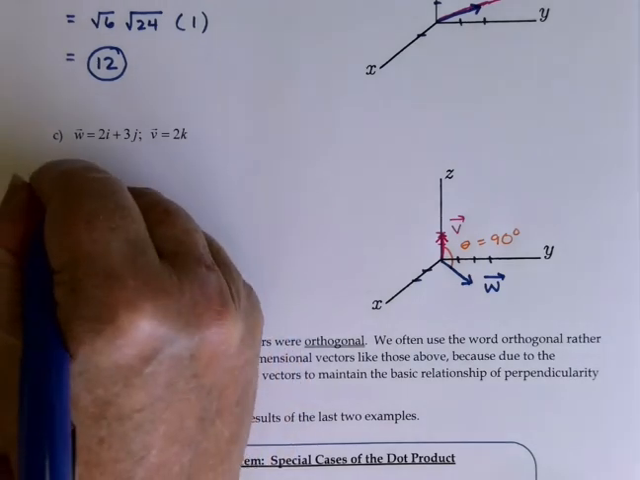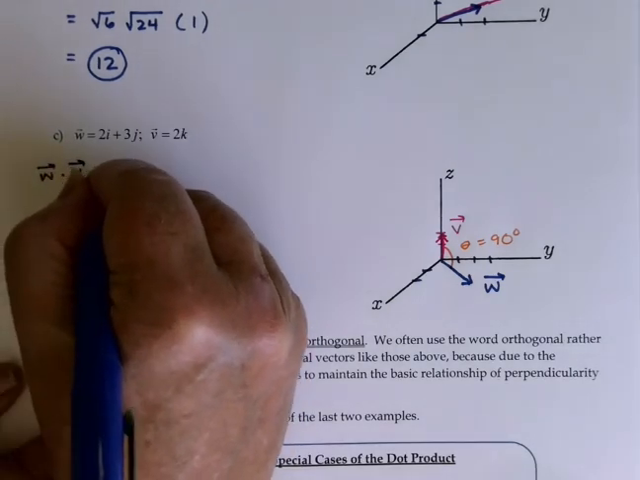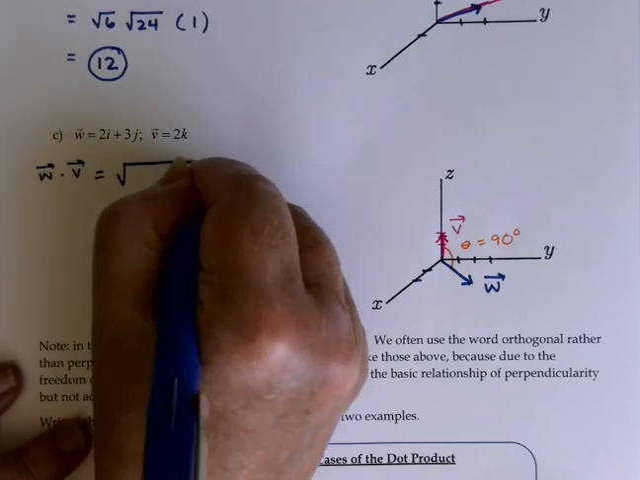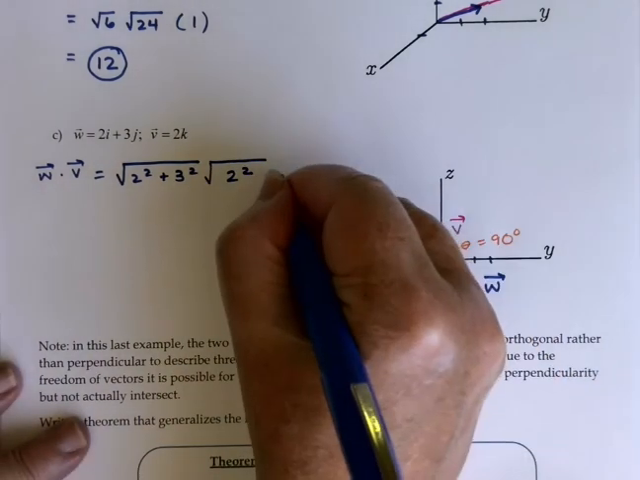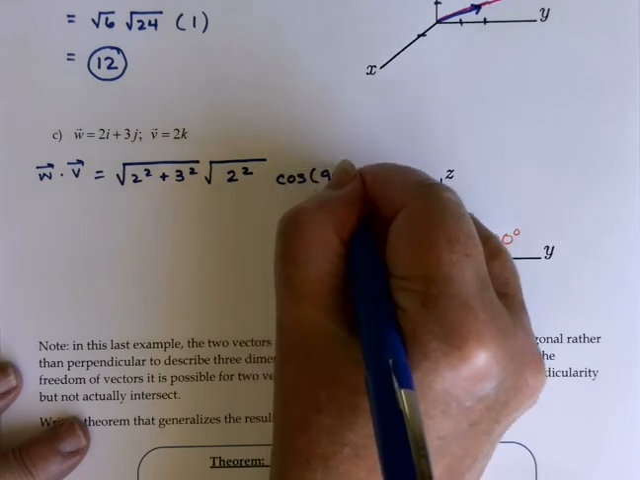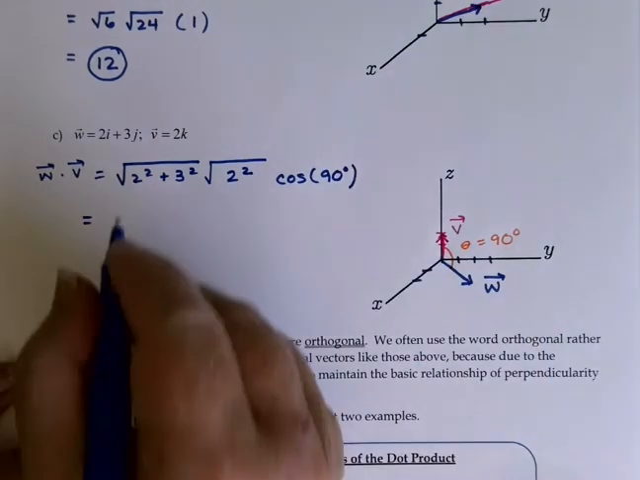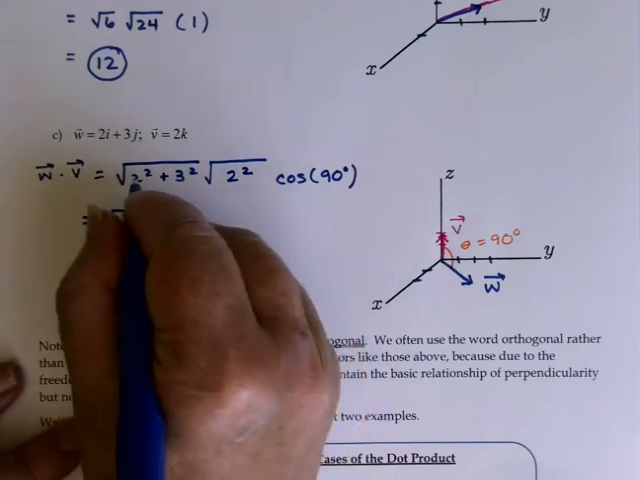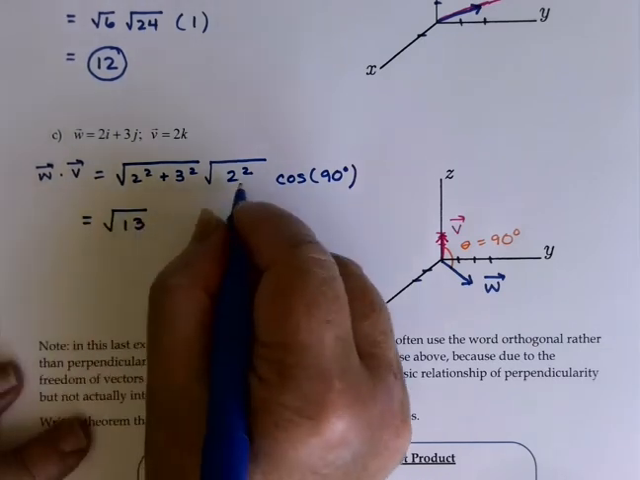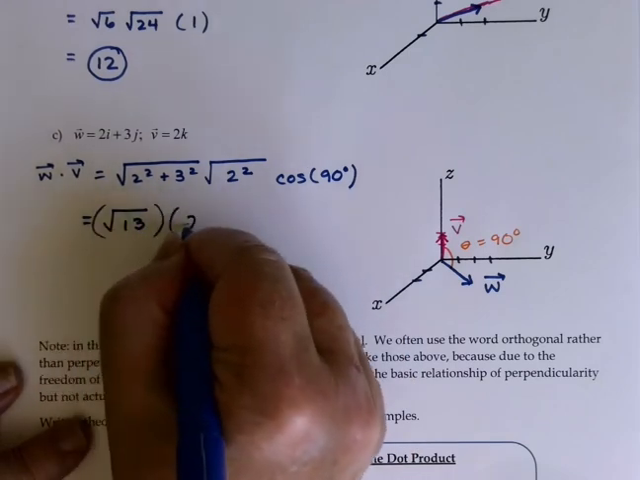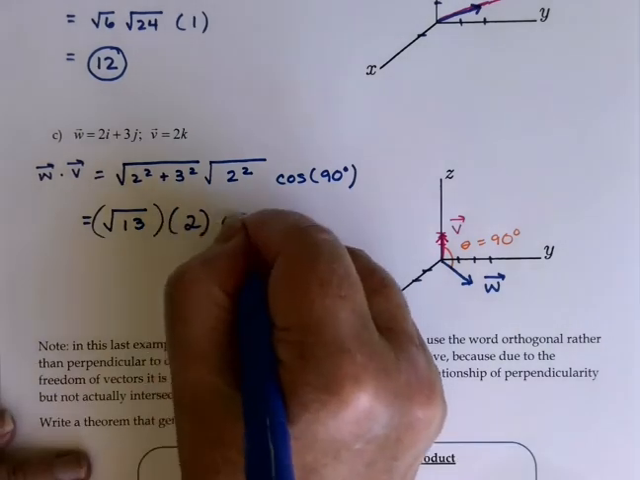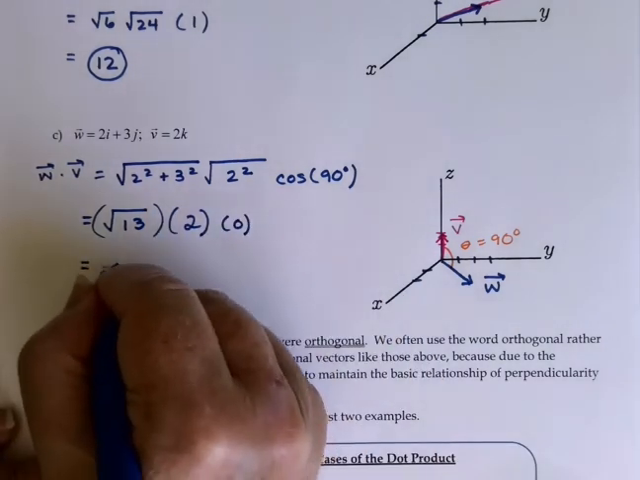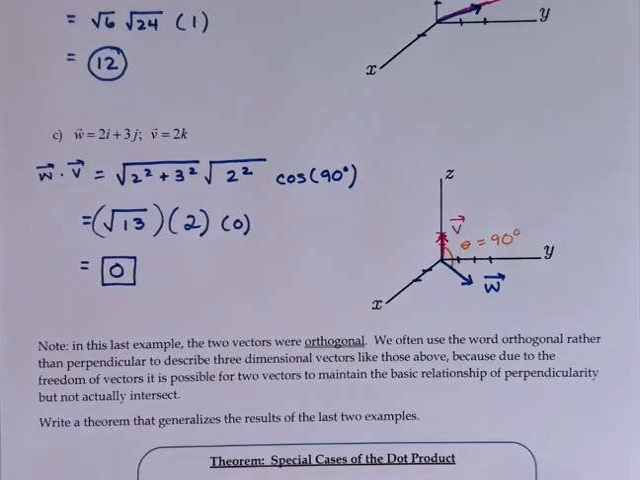All right, let's go ahead and do our dot product. The magnitude of W times the magnitude of V times the cosine of 90 degrees. Let's see, 9 plus 4, that'd be the square root of 13. Square root of 4 is 2. And the cosine of 90 degrees is 0. So this dot product just turns out to be 0.